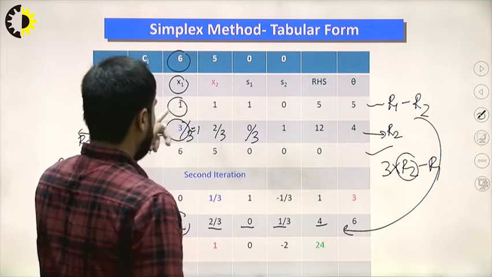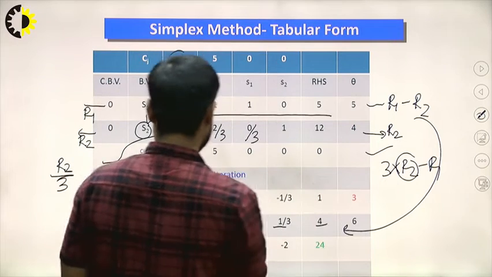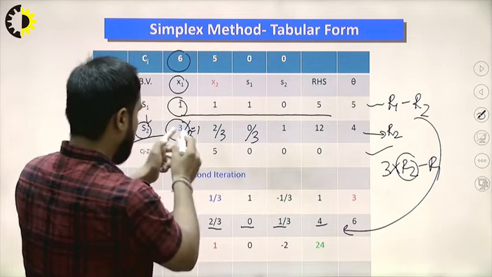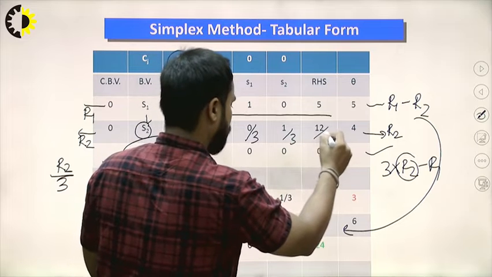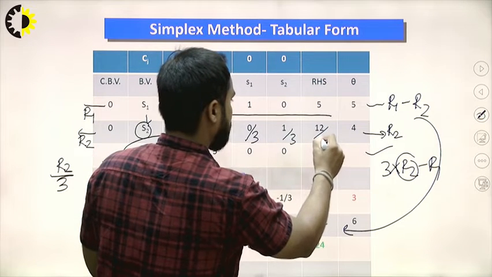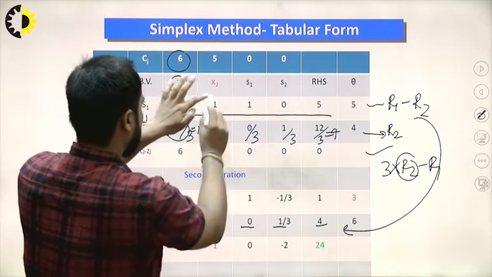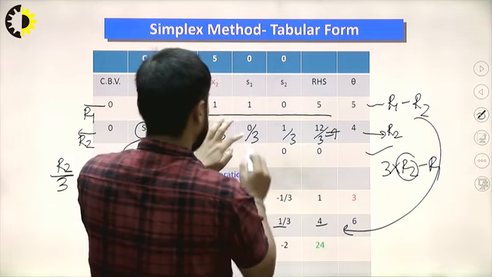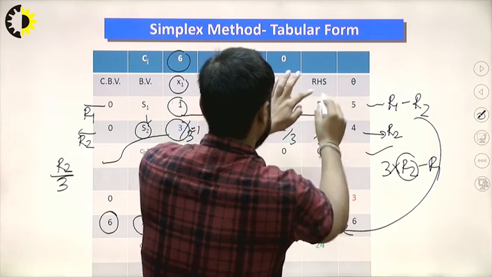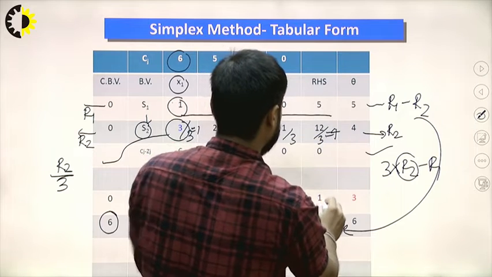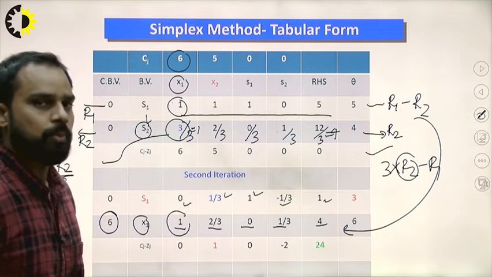Here the first equation is this and the second equation is this. So I am writing this equation here: 1, 2 by 3, 0, 1 by 3, and 12 by 3 becomes 4. So I directly subtract: 1 minus 1 becomes 0, 1 minus 2 by 3 becomes 1 by 3, 1 minus 0 becomes 1, 0 minus 1 by 3 becomes minus 1 by 3, 5 minus 4 becomes 1. So this way I can apply the operation, right?